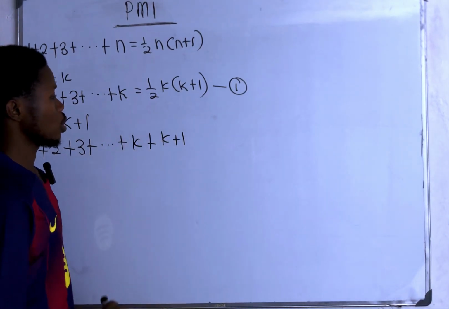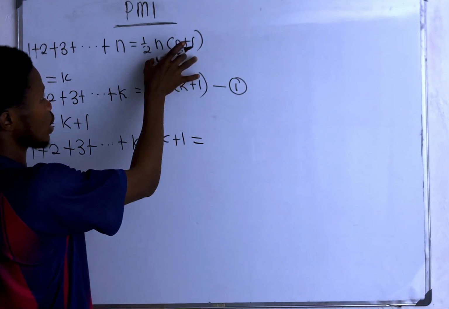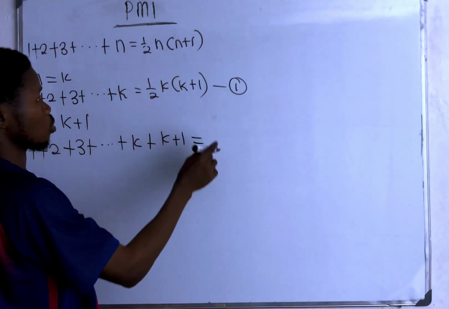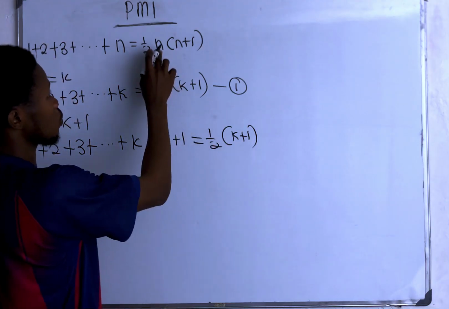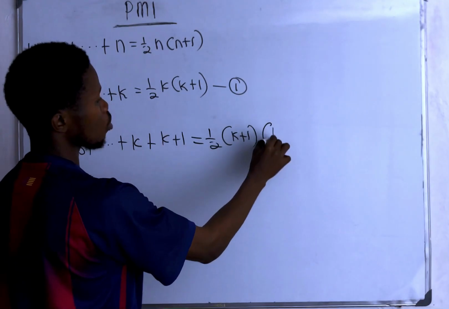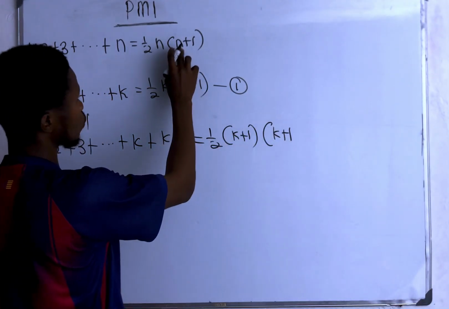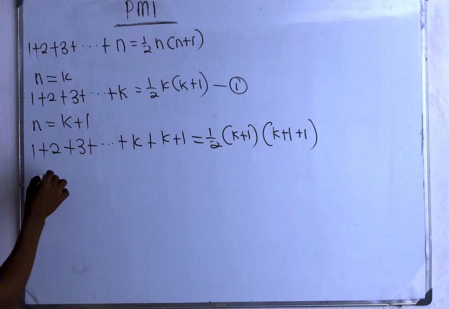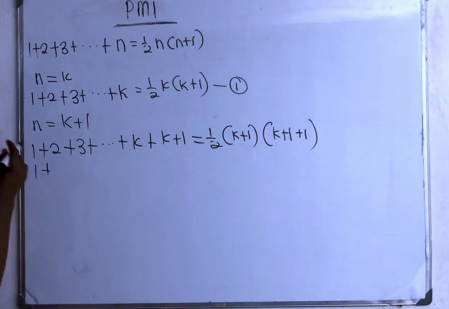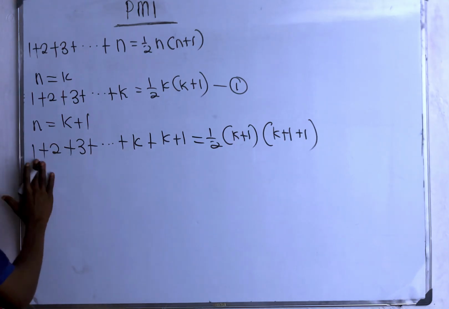No. And this is equal to, wherever I see n here, I put k plus 1. Then I'm going to have half of bracket open k plus 1, that is for this n, another bracket open, k plus 1, that's for this one, then plus 1. Okay, let me expand this one. I have 1 plus, but before I expand this.